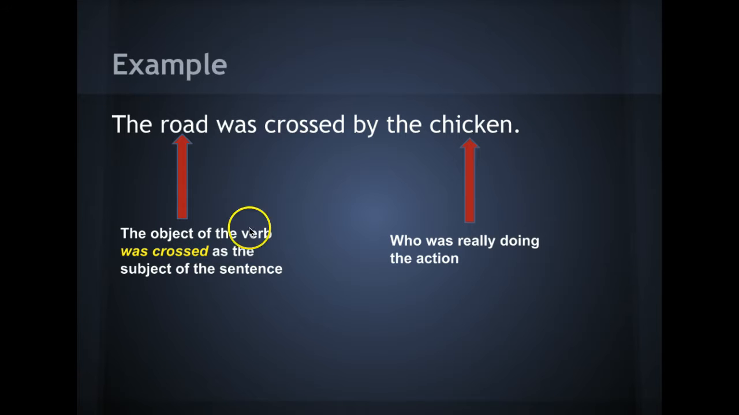But who was really doing the action? The chicken. The chicken was crossing the road. But that is at the end of the sentence.